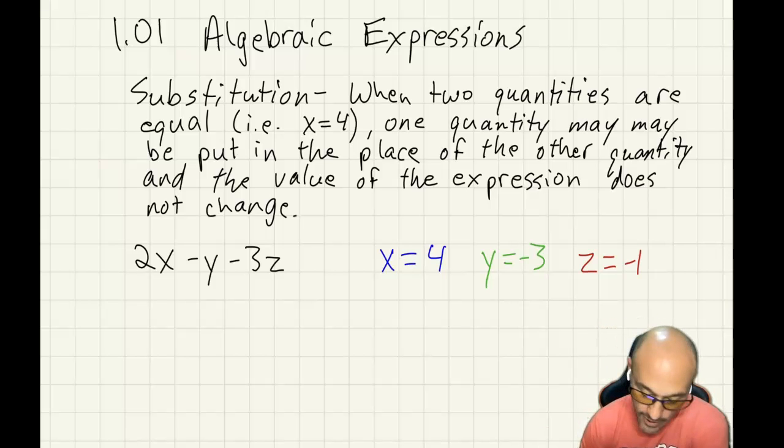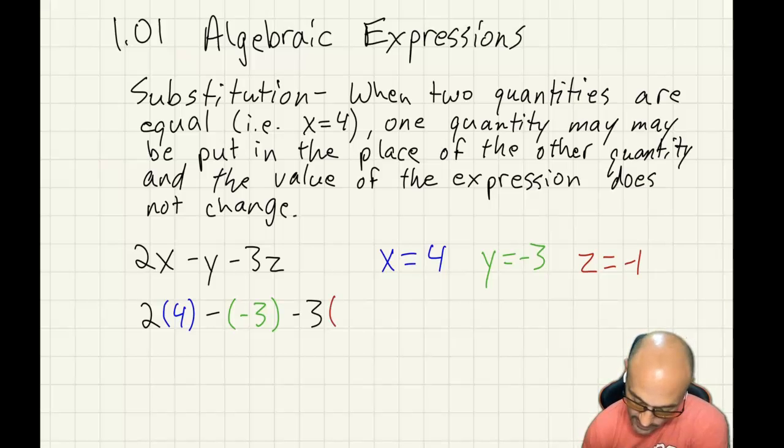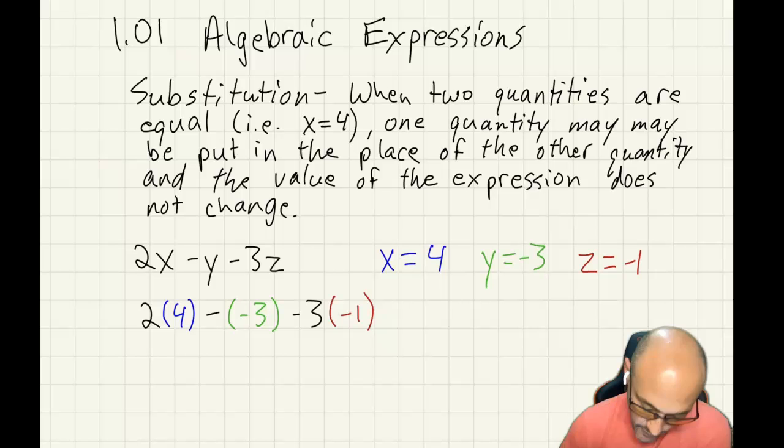Now I can replace x, y, and z with their values here and then evaluate using the order of operations. Starting out, we have 2 times the quantity x, because 2x says multiplication, so 2 times 4, minus, and I notice that I substitute in parentheses in all of these, and then minus 3, and z is -1.